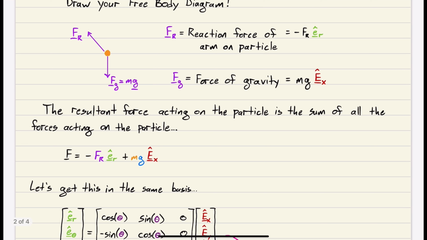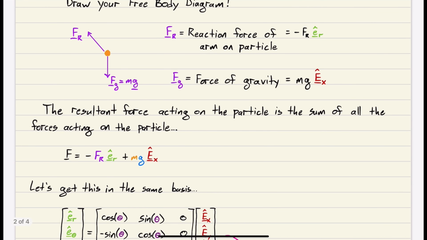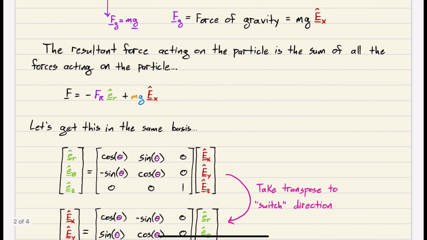Okay, so the resultant force acting on the particle is the sum of all of the forces acting on the particle. So the total force F is equal to this force here, negative FR er, plus mg ex. That's our force of gravity. Let's get this into the same basis, because we have it in the green basis and we have the gravity term in the red basis.